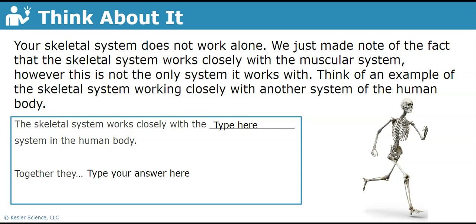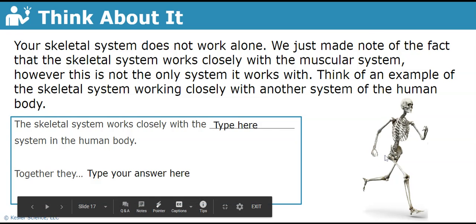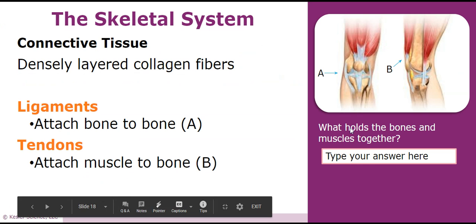You could have gone with the digestive system. You could have gone with the nervous system. You could have gone with the integumentary system, which is your skin. So there were a lot of different options. All I wanted you to do was make sure that you told how the systems work together to do something for the body. So there are lots of possible correct answers.